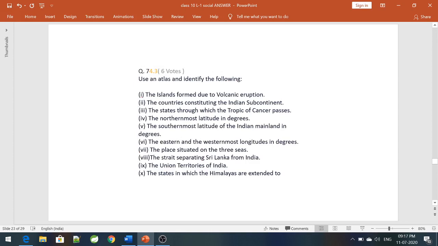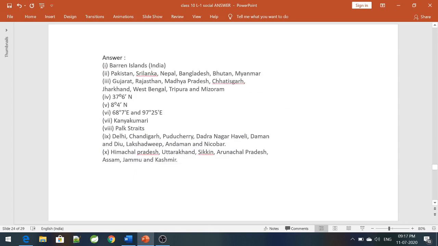The states through which the Tropic of Cancer passes. Which ones? Gujarat, Rajasthan, Madhya Pradesh, Chhattisgarh, Jharkhand, West Bengal, Tripura and Mizoram. And following are the.